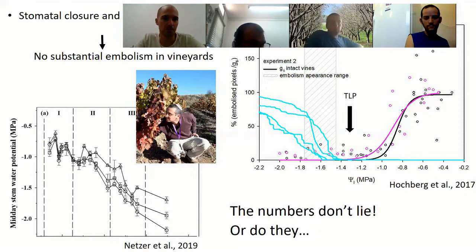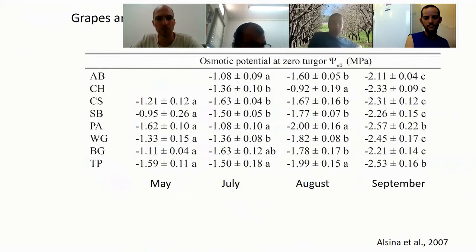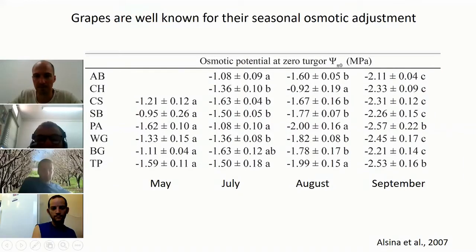And I have here a hydraulic example of turgor loss point. This is data from the study of Maria Maralcina, and she took 8 different varieties, different varieties of grapevines. And she measured their turgor loss point in May, in July, in August, and September.